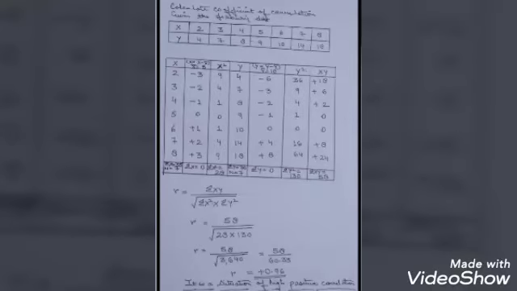If you see, a table has been drawn, and in this table there are 7 columns. In the first column I have taken x, in the second column we are going to find the deviation of x, the third column is x square, then the next column is y, then we need to find the deviation of y, then y square, and then xy. So let's put the values.